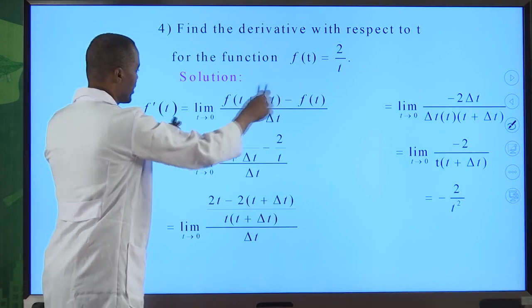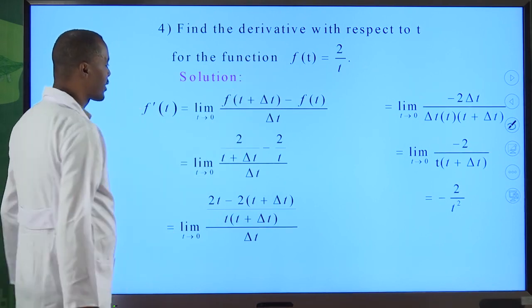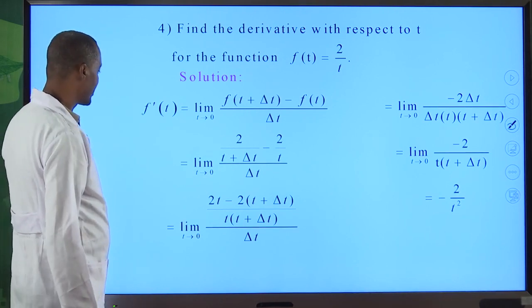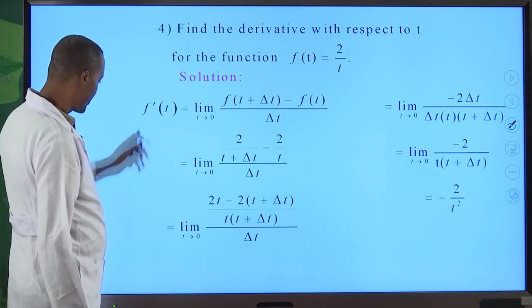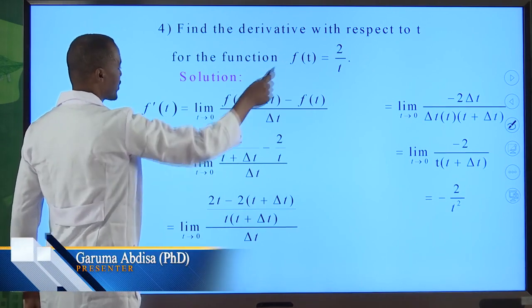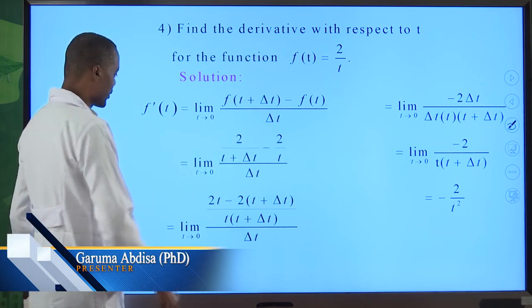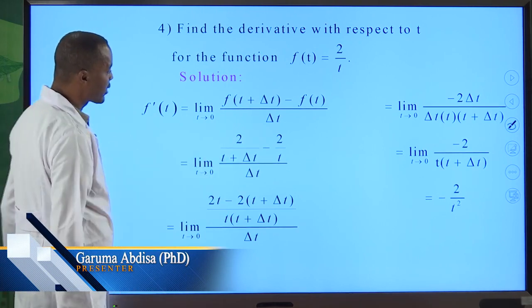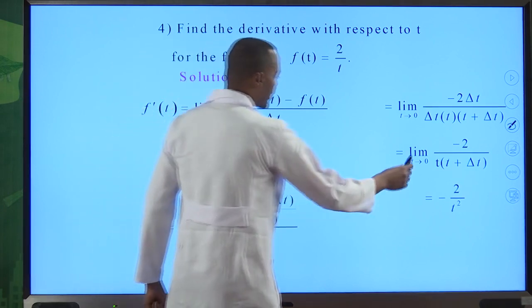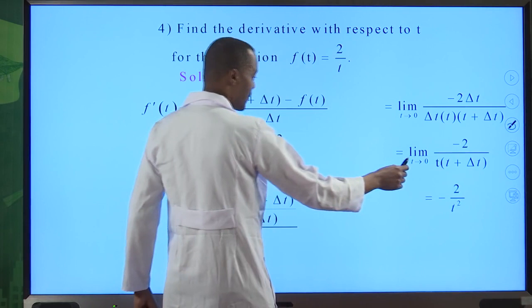This is our limit definition. Directly plugging in everything we have and referring to the exercises that we have solved in this tutorial, by directly plugging in those values into our definition and doing a little bit of algebra, you can eliminate some of the terms, and finally you will get the limit to be minus 2 over t times t plus delta t.